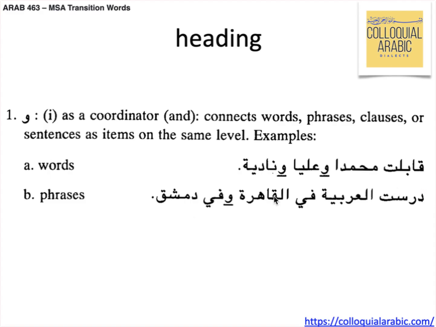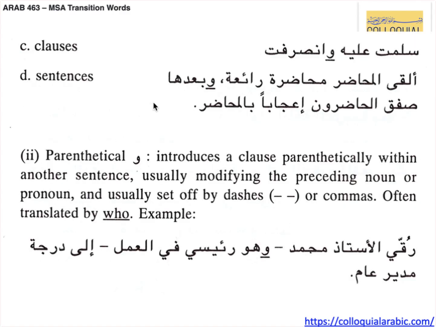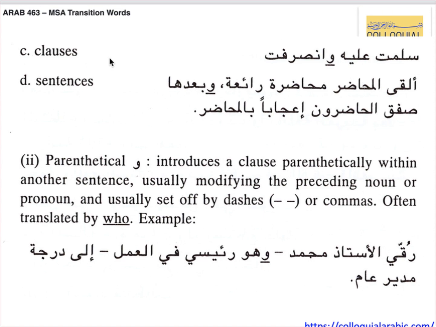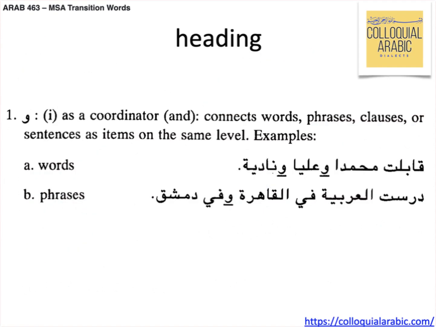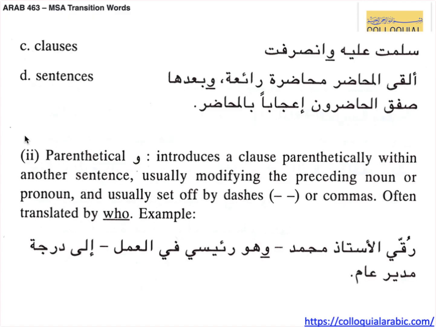Darastu al-Arabiya fil Kahira wa fi Dimashq. I studied Arabic in Cairo and in Damascus. Again two cities are being expressed for the study of the Arabic language, and they both are linked with the wow keyword. Clauses are also being linked. So in the previous slide we saw that words and phrases are linked with the wa or wow. Then clauses, sallamt alayhi wa insarafat, that he sent his salutations and then returned. And sentences are also linked, like we saw in the previous example. Many sentences were linked.